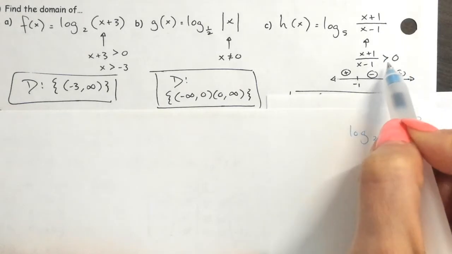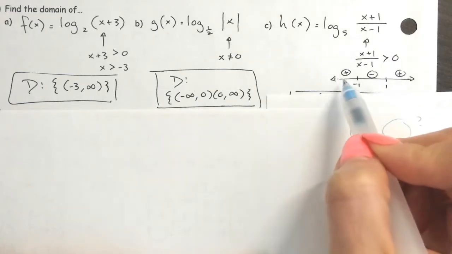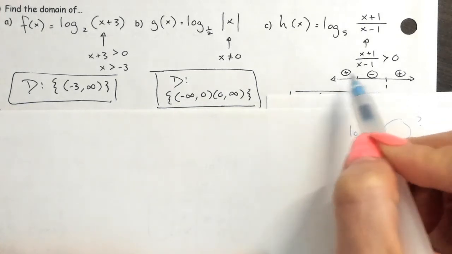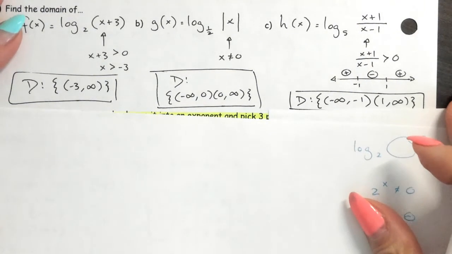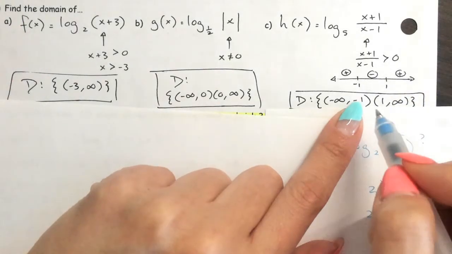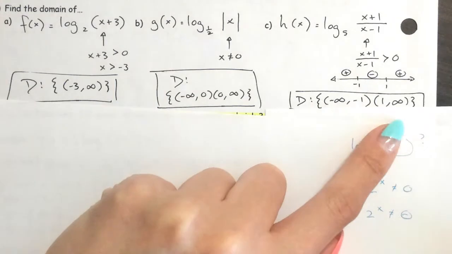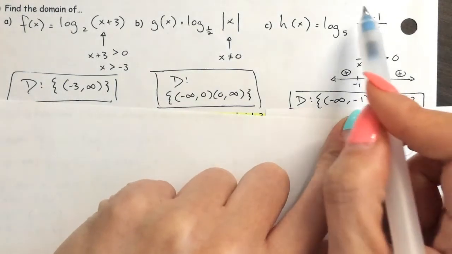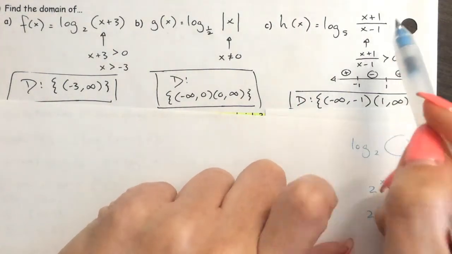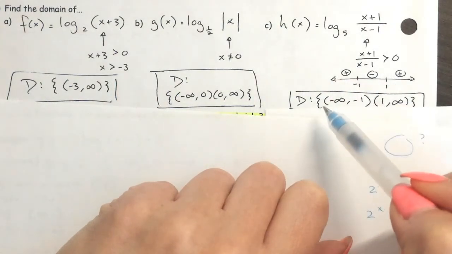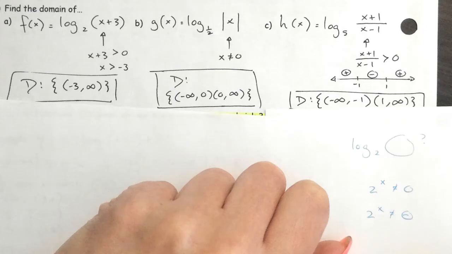We want positive answers, which means that we want this portion and this portion. How do we write that? Negative infinity to -1, and then skip over this whole thing, from 1 to infinity. So that's our domain. If you put this into a graphing calculator, you can actually do it. You'll see that to the left of -1 stuff happens, and to the right of 1 there's going to be some graph.